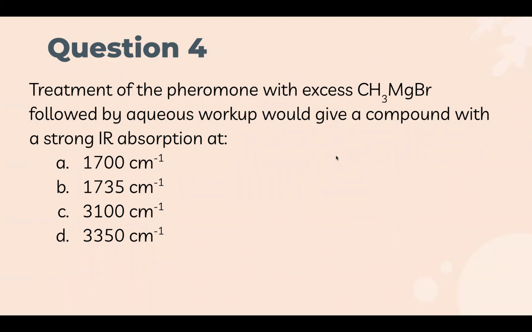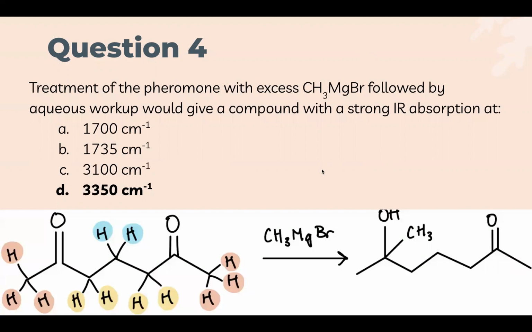Okay, let's go over it. So the correct answer for this question is D. So as we know, the pheromone has a signal at 1705, which means it has a ketone. Treating a ketone with a Grignard reagent gives us a carbon-carbon bond and an alcohol, as we can see in the reaction below. And that alcohol will absorb at 3350 on the IR spectrum. Does that make sense?